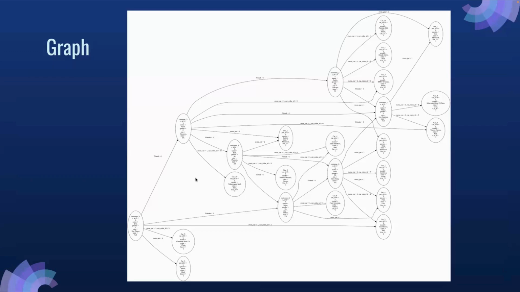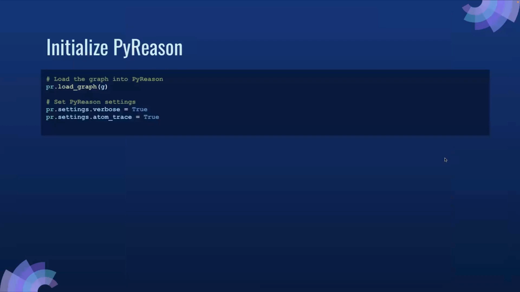Great. Now let's get into the PyReason of it all. Let's add some rules and facts. Well, first we need to initialize PyReason. So we're going to load our graph into PyReason with the load graph function, and then we're going to make sure to set settings.verbose to true and settings.atom_trace to true so we can keep track of our atoms.